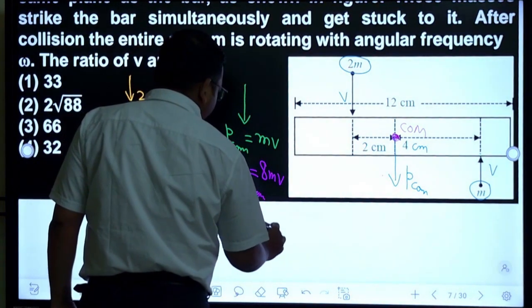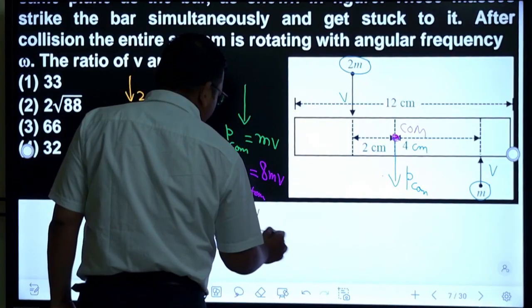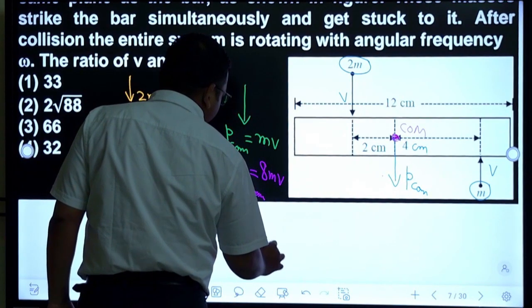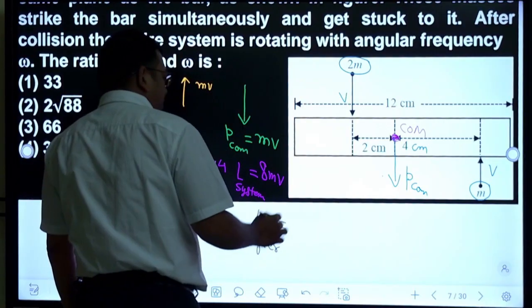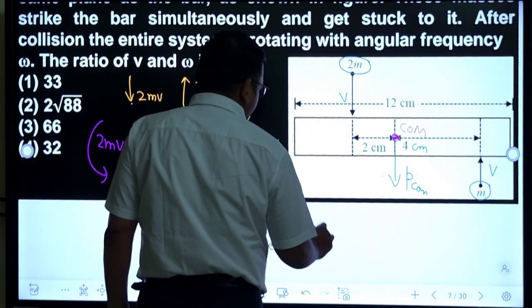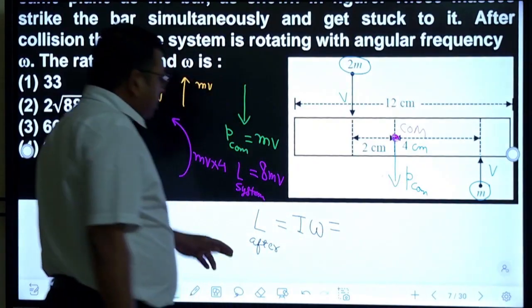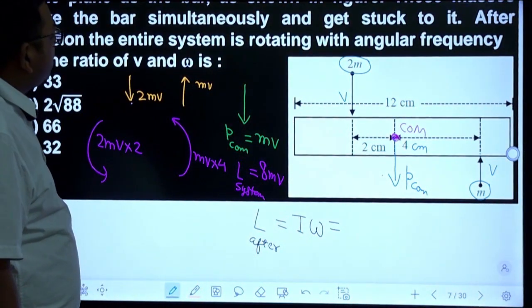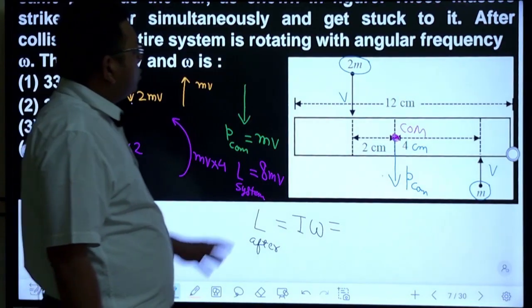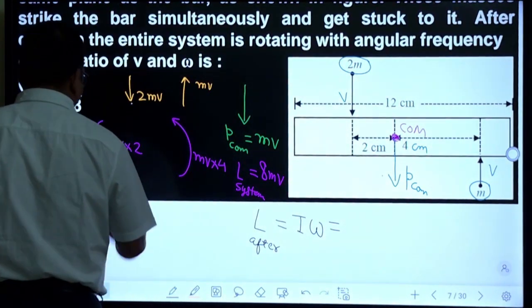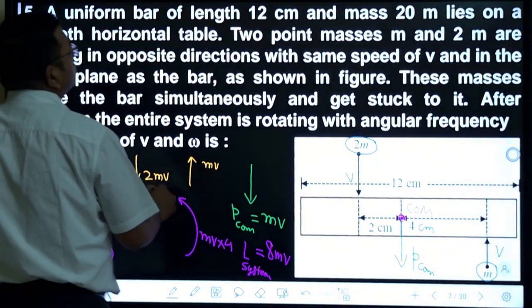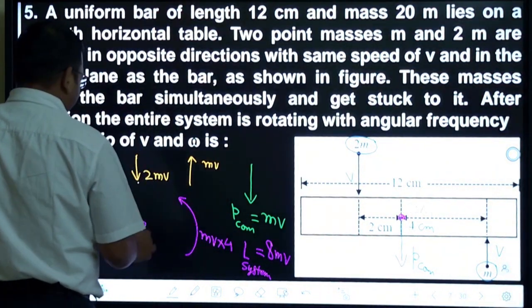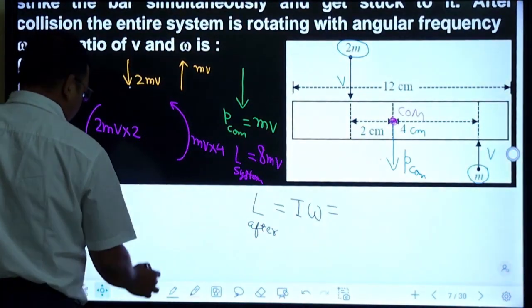So for the system, this was before, and after collision this should be I into omega. Okay, so what is I? You have to figure out the moment of inertia. The total mass of this rod is how much? 20 m, and the length is 12. So 20 m is the total mass.